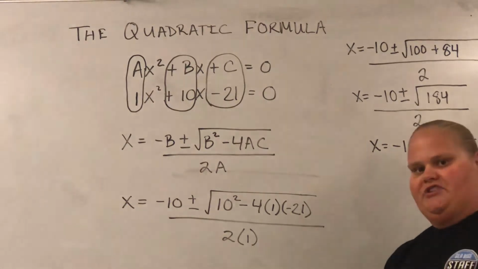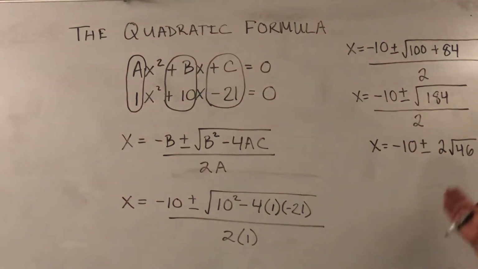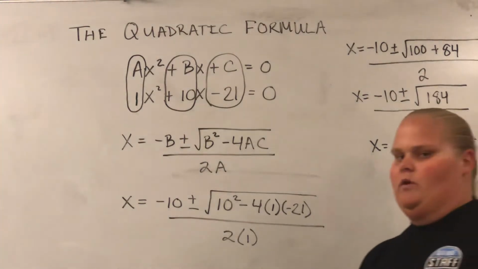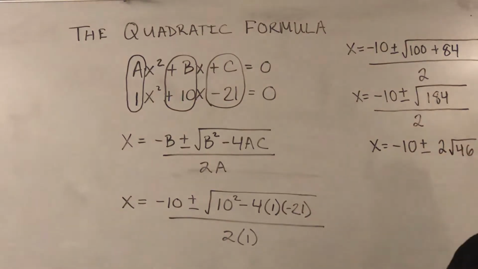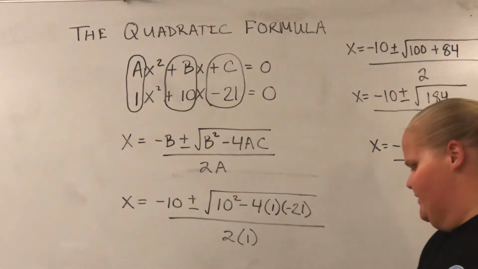We're not going to take the square root of 46 because it's not a number that's going to produce an even square root. Okay, it's going to give us a decimal, and we really don't want that. We're just going to leave it as is. Everything is still over 2. Okay, from here, all we can do is simplify. Negative 10, 2, and 2. Okay, those are all even numbers. They can all be divided by 2.